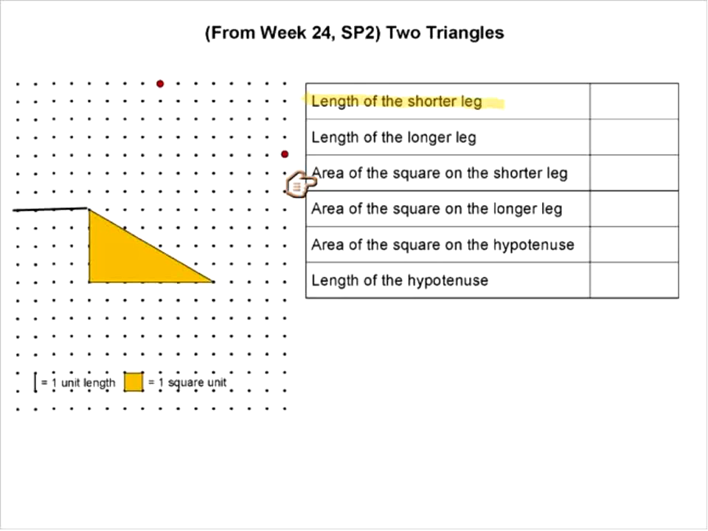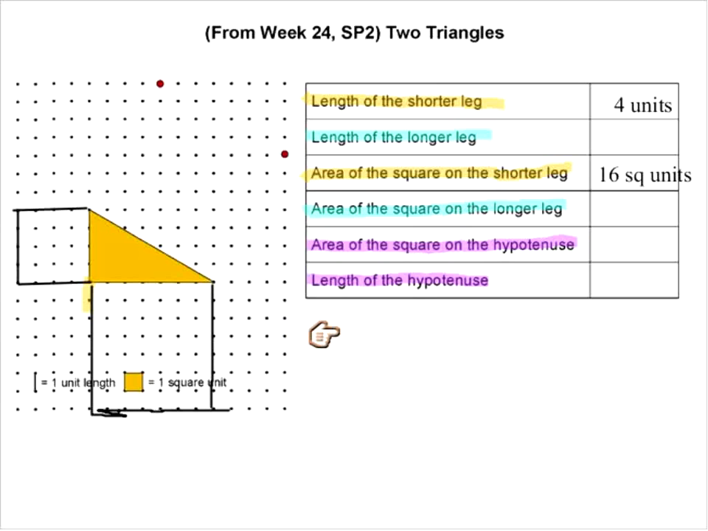If I can have Pat do the length of the longer leg as well as the area of the square on the longer leg. And then let me have Joe. Tony, I'll call you on the next one. Joe, if you could do the area of the square on the hypotenuse and the length of the hypotenuse. And thank you for the color coding, Joe. I'm going to set the timer for 1 minute. Let's see if this works.